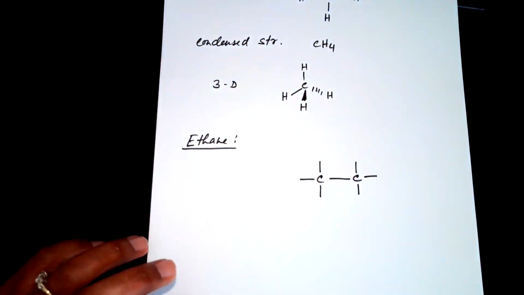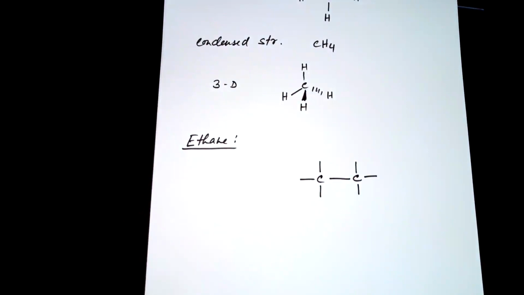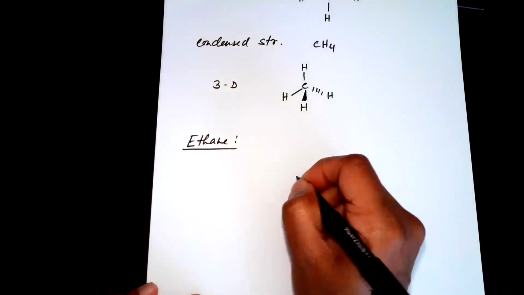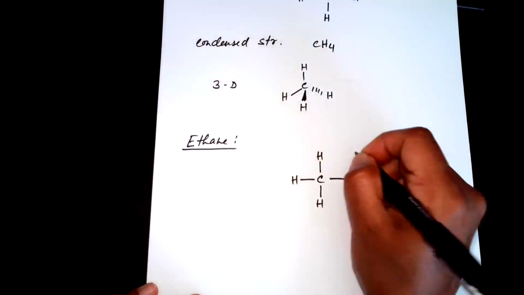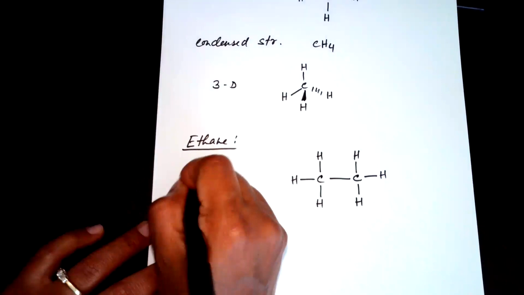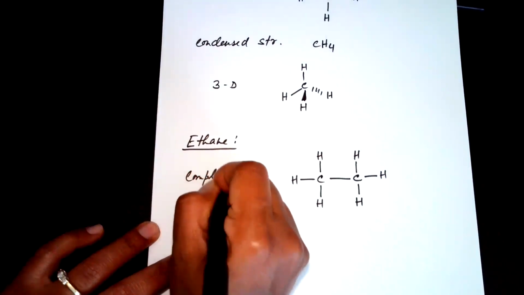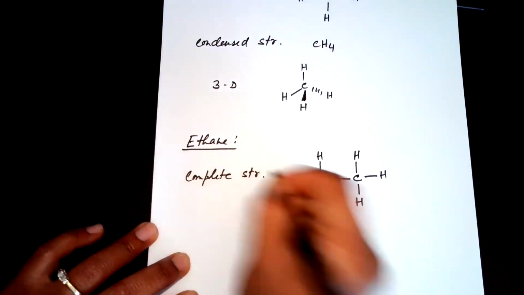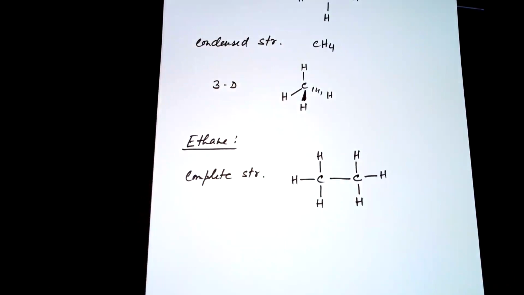And since we are talking about alkanes, which have the maximum possible number of hydrogens, we would fill in all of these spots with hydrogens. This is the complete structure of your molecule, ethane.